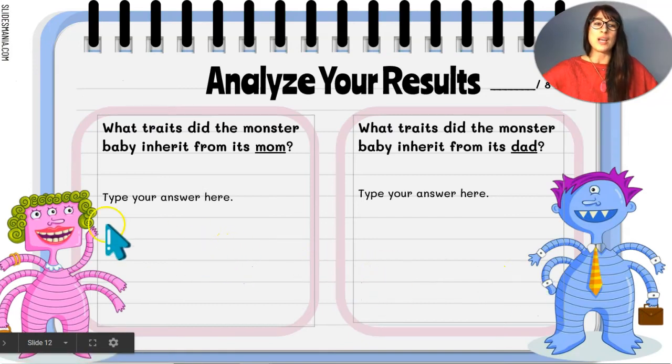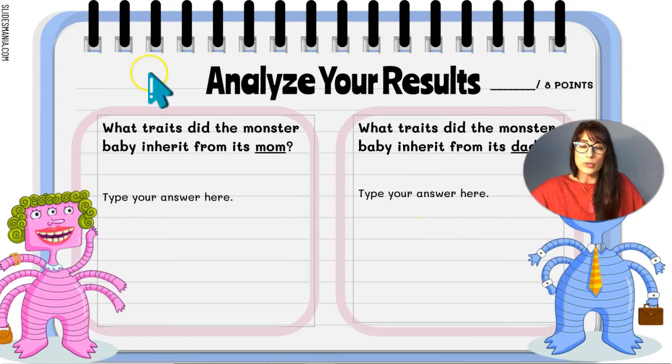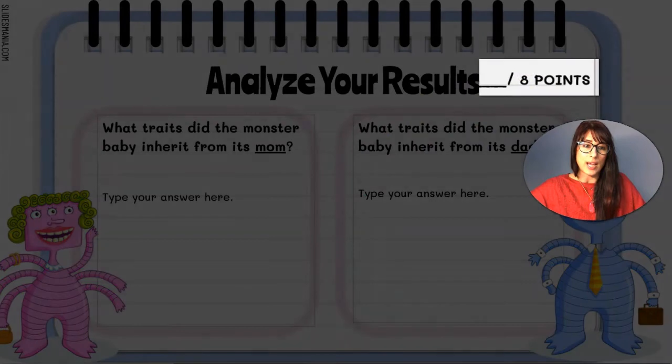Then you will move on to analyzing your results. You'll be typing in this section: what traits did the monster baby inherit from its mom? You'll look again at your chart and see which ones your monster inherited from mom and which ones it inherited from its dad. Just make sure that you named all of the ones that your monster inherited from mom and all of the ones that it inherited from its dad. You will get 8 points for this one. All the points that you can get for each slide that you complete are provided for you on each slide.